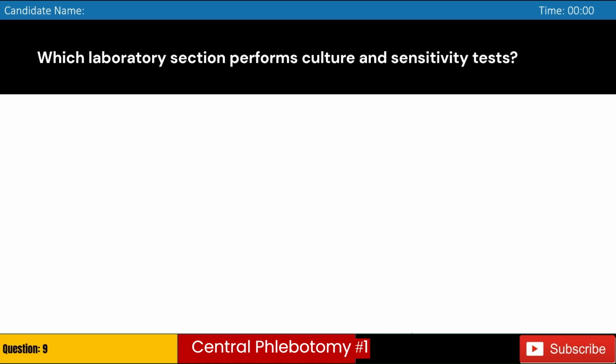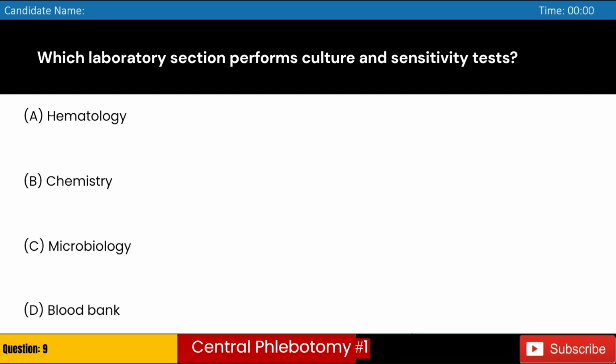Which laboratory section performs culture and sensitivity tests? A. Hematology. B. Chemistry. C. Microbiology. D. Blood bank. Answer: C. The microbiology section is responsible for performing culture and sensitivity tests to detect and identify microorganisms.